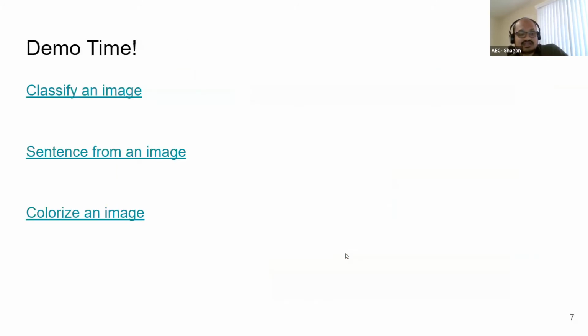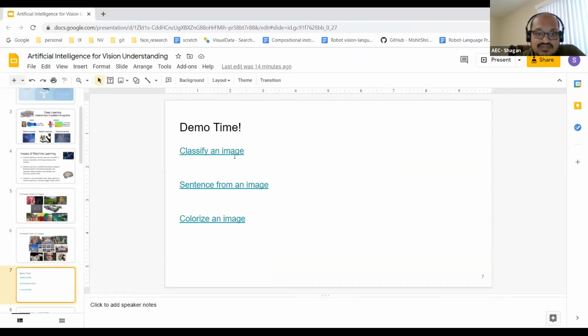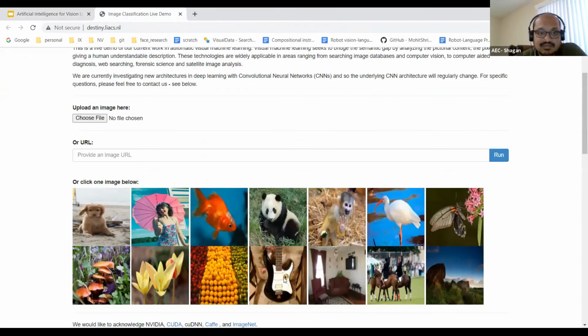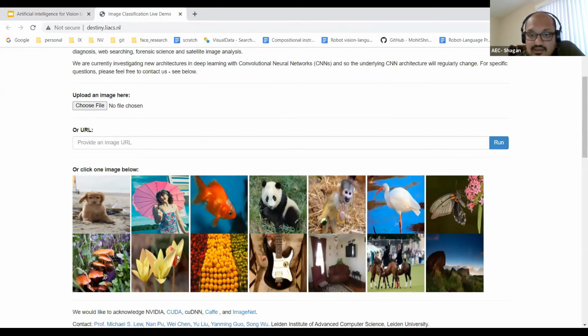So let's actually dive into a couple of demos, so that will make it a little more interactive and give you a chance to look at. So I have three examples here. This is an image classification example. These are images from the ImageNet data that Nitya showed earlier in the presentation.